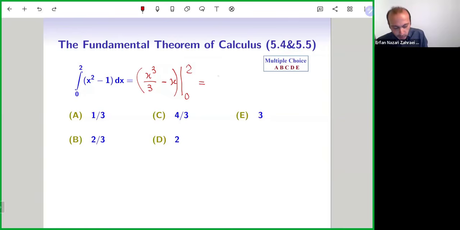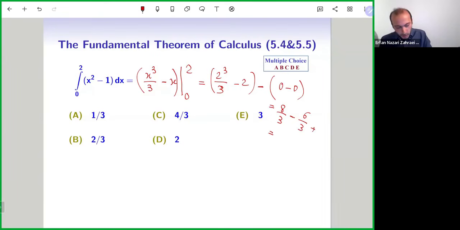So first let me plug in 2. You get 2 cubed over 3 minus 2, then minus plug in 0. When you plug in 0, you get 0 minus 0, which is 0. So the answer is 8 over 3 minus 2, but 2 is 6 over 3. And in total, you get plus 0 or minus 0 if you like. And in total, this is 2 over 3, which is the correct answer.